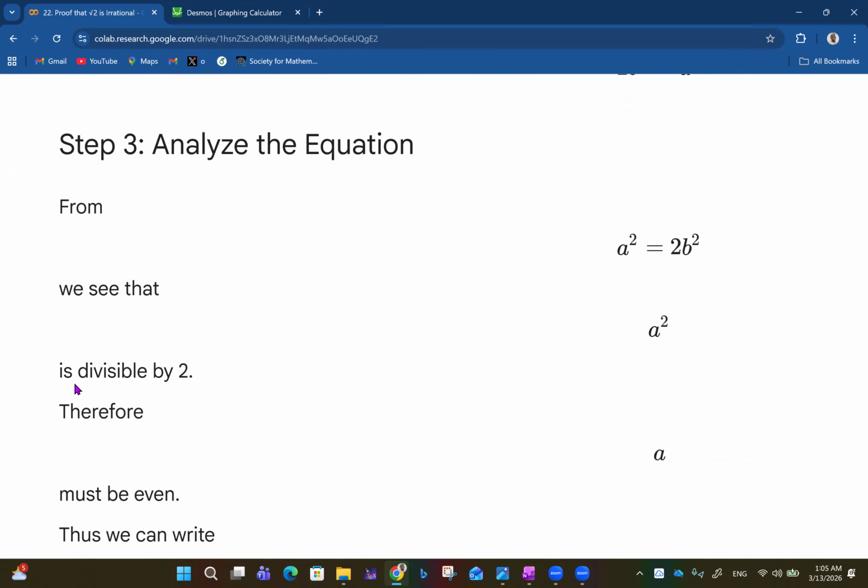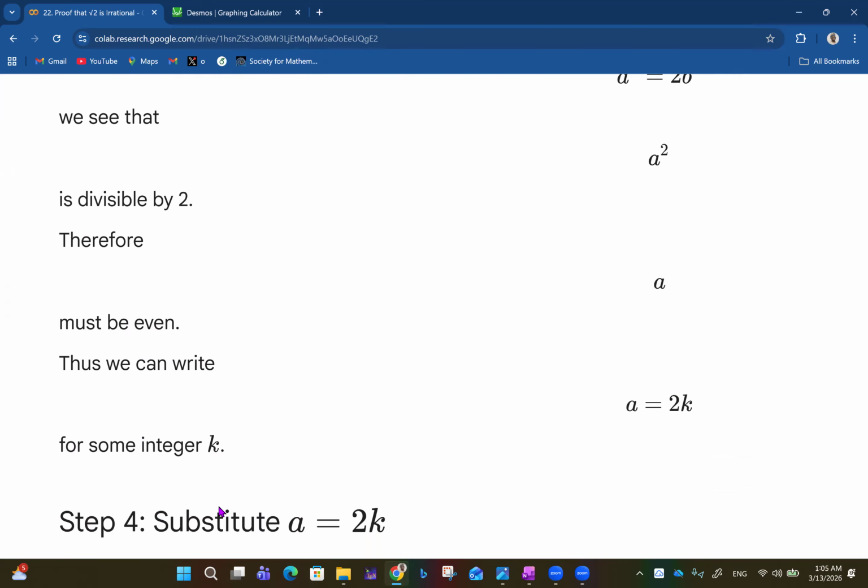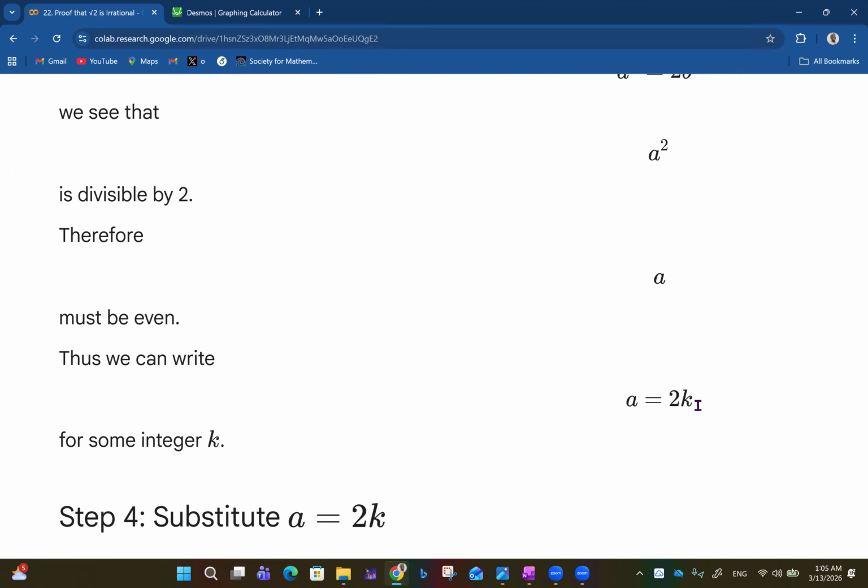So we see that a squared is divisible by 2, right? Therefore, it means that a must be even. Okay, it means that a must be even. So thus we can write that a is equal to 2k for some integer k because a is even now.